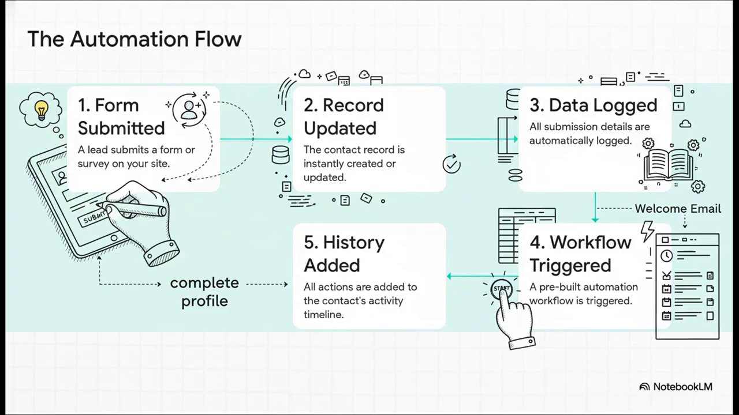Okay, check out this flow. It's so simple, but so powerful. Step 1, a new lead fills out a form on your website. Instantly, and I mean instantly, their contact record is either created or updated. All their answers from the form are logged. Then, an automation workflow kicks in. Maybe it sends them a welcome email or adds a task for your team. And here's the best part. Every single one of these actions is automatically added to that contact's history. You're building a complete profile without lifting a finger.